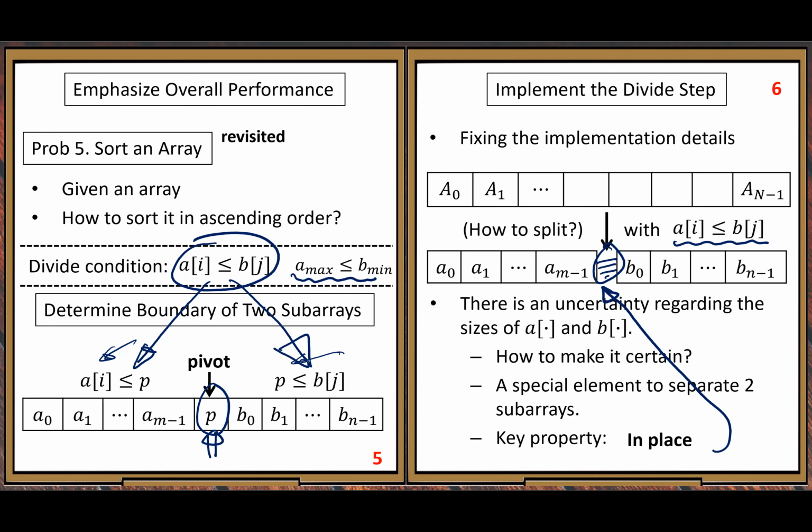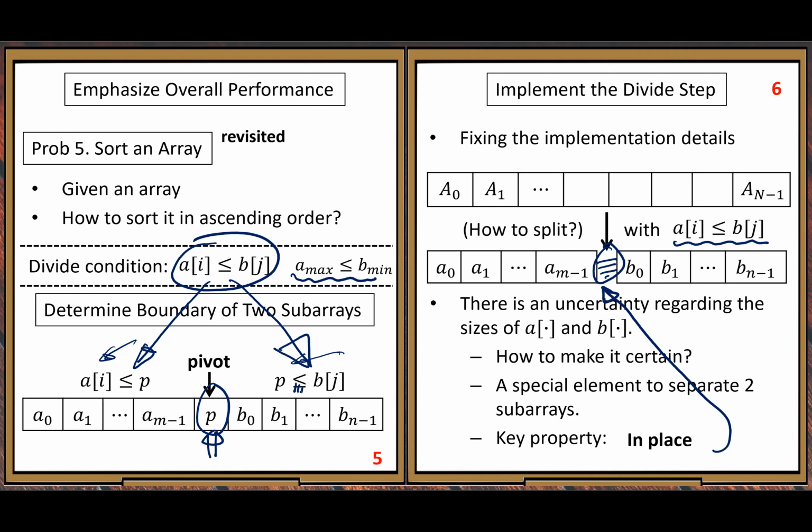Then we go through the whole array. When we see any element less than or equal to P, we put it at the left-hand side of the P. The element that is strictly greater than P, we put at the right-hand side of the P. In that way, you can see the split step, not that hard, right? Not that hard. Selecting P randomly, that's not hard.